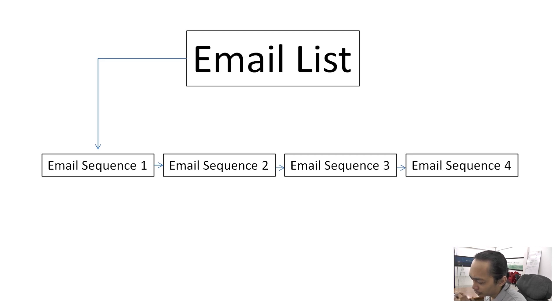Once a subscriber enters your list, they get an email sequence. They get a first email, and then after some time, depending on how long you want these intervals to be, they get another email. They get a third email, and a fourth email, and so on and so forth. The purpose of this is to build trust and credibility. Now, it is important that you do not spam your potential customers.